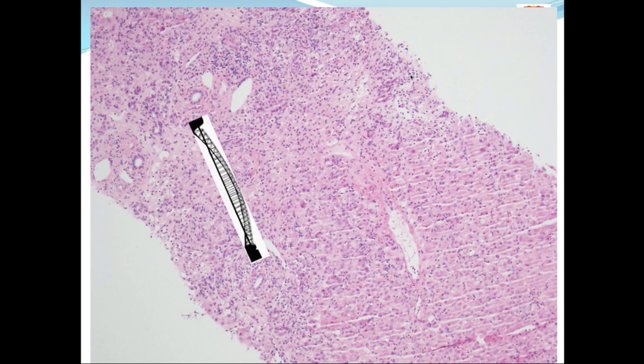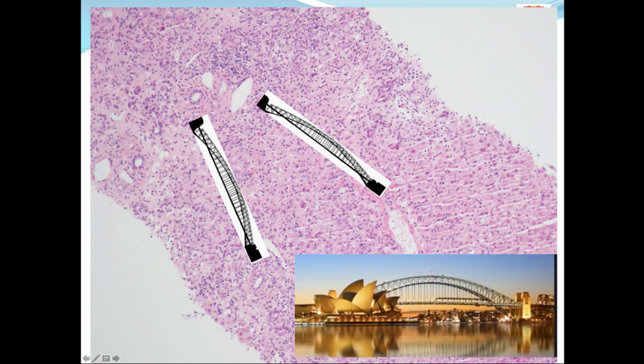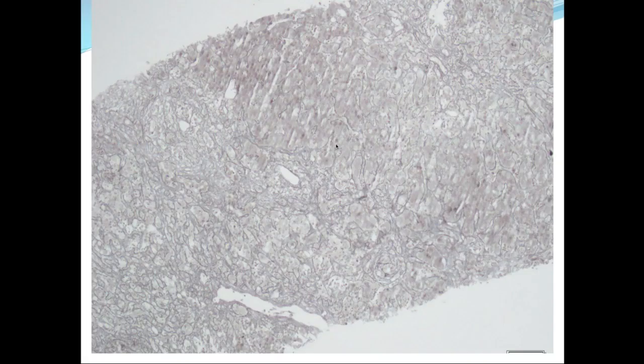We have areas of portal-portal and portal-central bridging necrosis. This picture here being of our beautiful Harbour Bridge in Sydney. An issue we see in consult practice sometimes is I think it can be difficult to distinguish necrosis from cirrhosis in biopsies, or sometimes cirrhosis is overcalled.